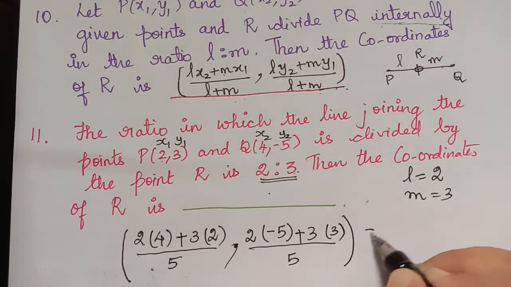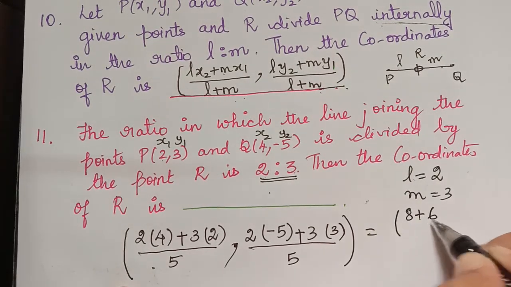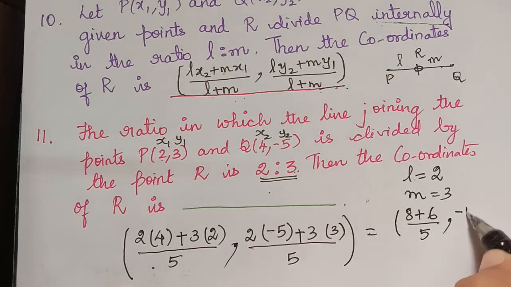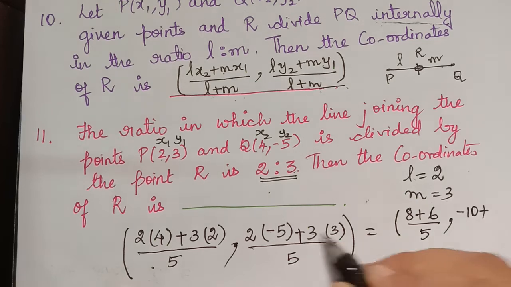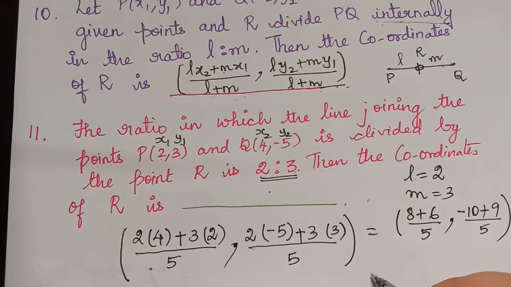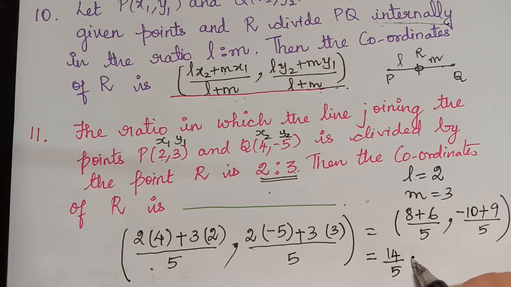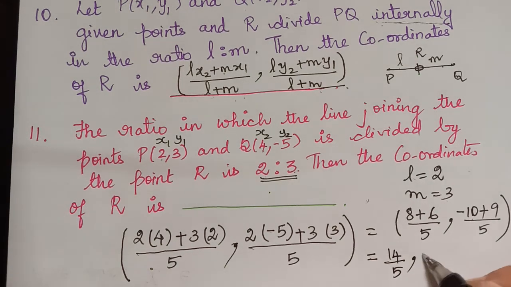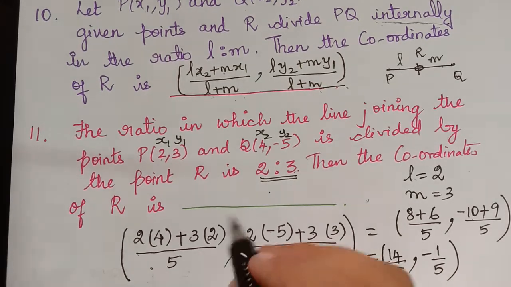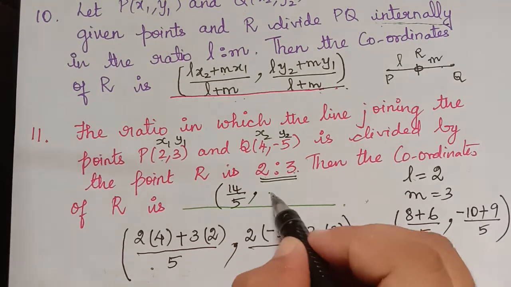We will simplify this, and we get 4 2 times is 8 plus 3 2 times is 6 divided by 5, comma, here we have a negative sign, so 5 2 times is 10 plus 3 3 times is 9 divided by 5. And so this will be equal to 8 plus 6, which is 14 divided by 5, comma, minus 10 plus 9 will be minus 1 by 5. And so these are the coordinates of R, and hence the answer will be 14 by 5, comma, minus 1 by 5.